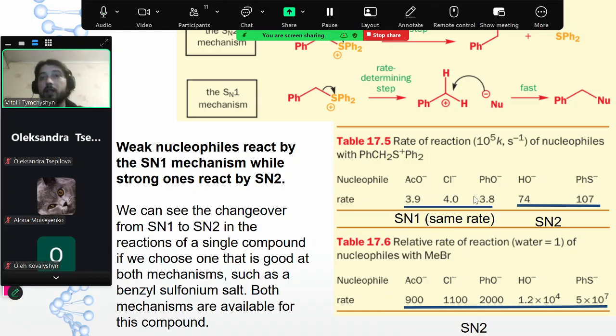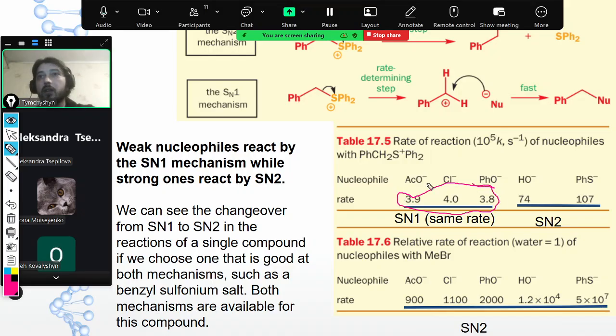So here you see SN1, we have rates of the reaction for 3 different nucleophiles. You see they are almost the same. Why?